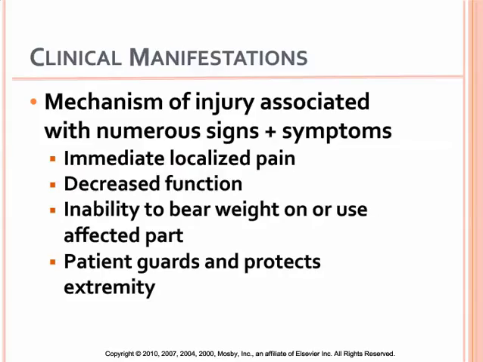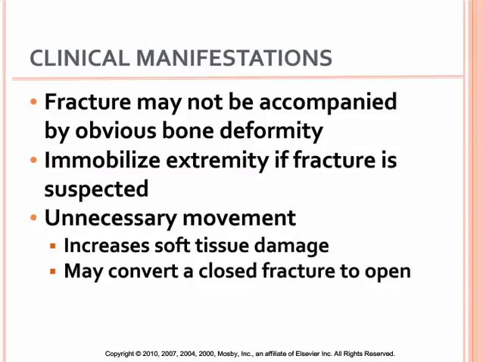The clinical manifestations include the following signs and symptoms. There's immediate localized pain, decrease in function, inability to bear weight on or use the affected part, and the patient guards and protects that extremity. The fracture may not be accompanied by obvious bone deformity. Immobilization of the extremity is important if a fracture is suspected, and any unnecessary motion increases the soft tissue damage and might convert a closed fracture to an open fracture.